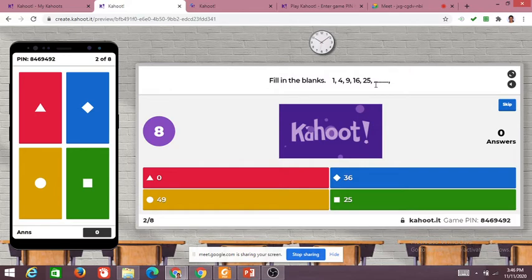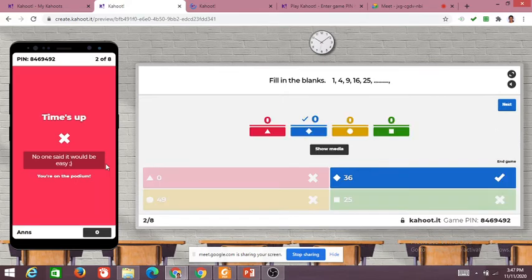1, 4, 9, 16, 25. 36, ma'am. Okay, someone was saying 36, so it is color blue. So I'll go to blue. Okay, the time was up again, sorry. So like that, we are going to play this. Everyone has to play, then only it is interesting, right? Okay, ma'am.